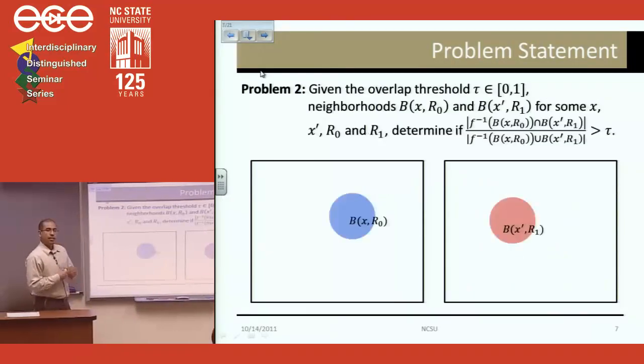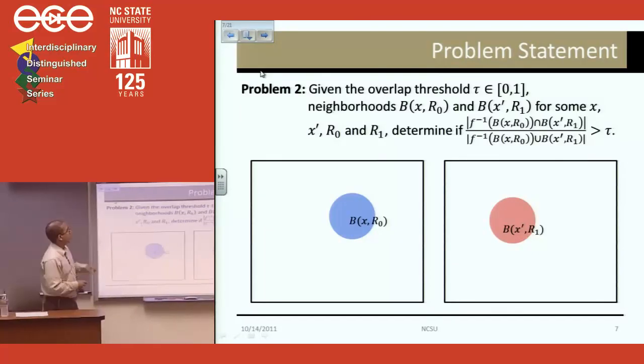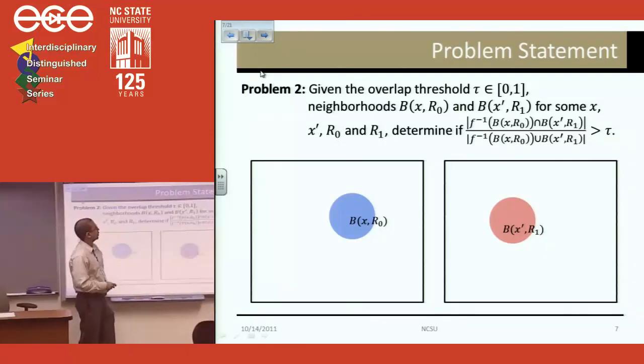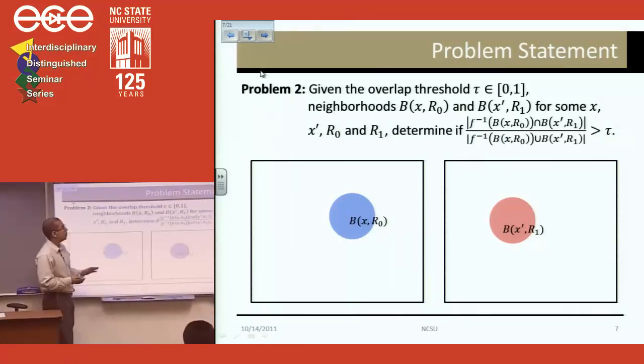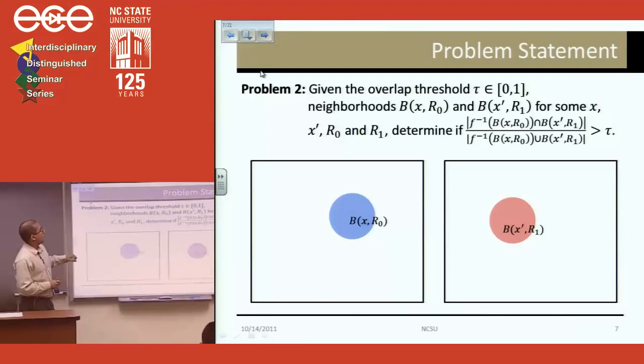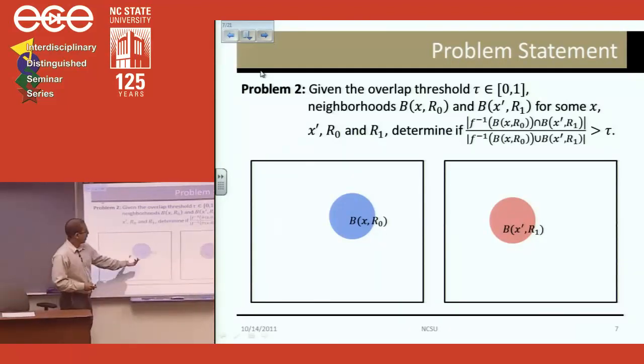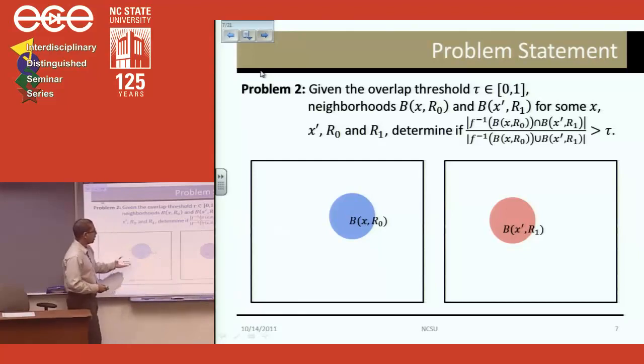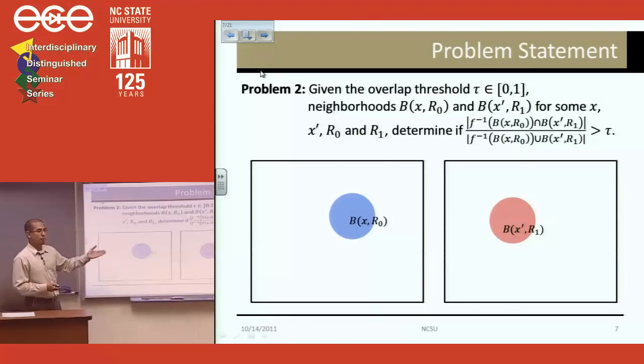We're also going to consider a second problem, which has to do with regions at this point. And we're going to consider that an overlap ratio or threshold is given to us, which we're going to call tau, which is going to be between 0 and 1. And we're going to be given two neighborhoods, a ball around the point x of radius r0, and a ball around the point x prime with radius r1. The ball of radius r0 is in image 0, and the other one is in image 1. Of course, we have the same mapping that we had before, f inverse.